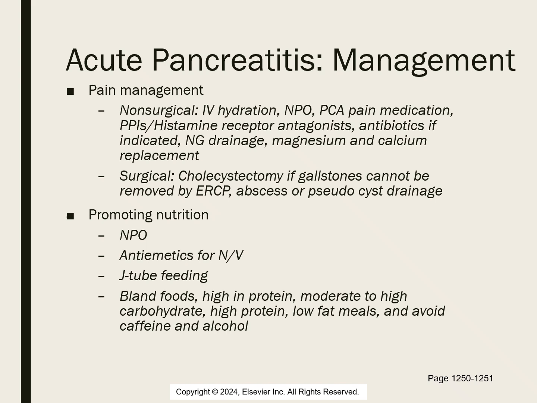Whenever you are trying to collaborate and decide what nutrition your patient is going to need, you are going to work with the primary care provider, the registered dietitian nutritionist, and the pharmacist. When food is tolerated, recommend small frequent meals, moderate to high carbs, low fat, and high protein meals. We want to avoid GI stimulants such as caffeine and alcohol.